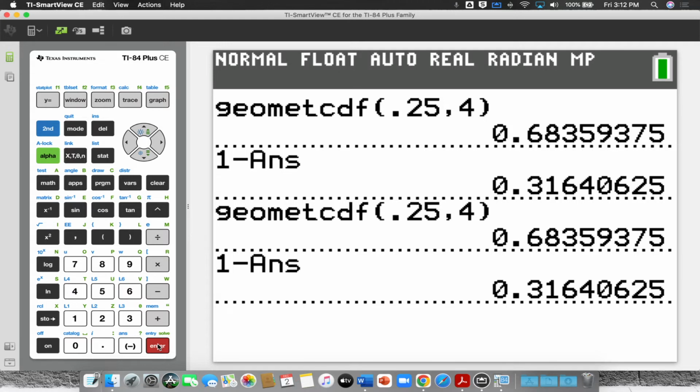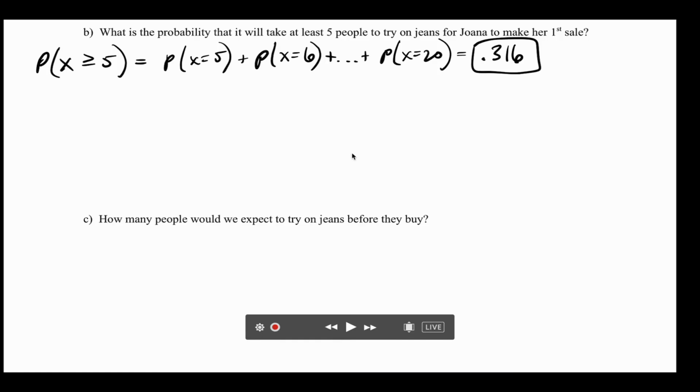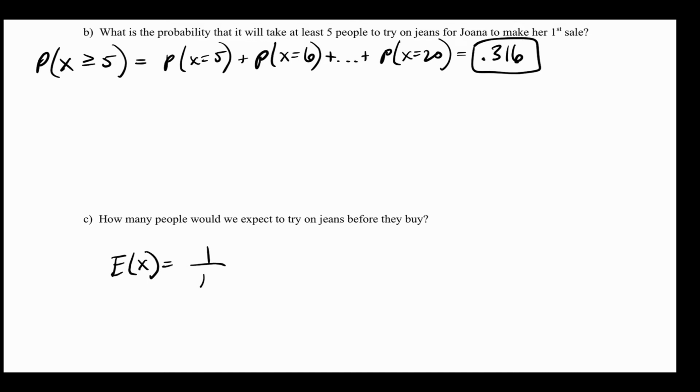And the very last question, how many people would we expect to try on jeans before they buy one? Expected value for geometric is 1 over the probability, which is 1 over 0.25, which is 4. So I would expect the 4th person to buy jeans.